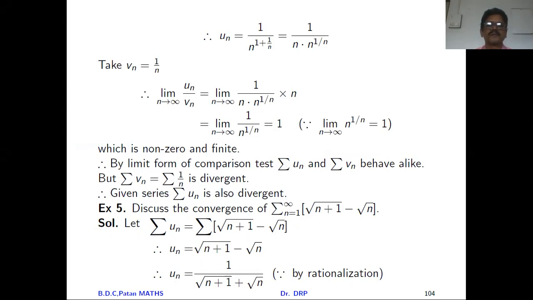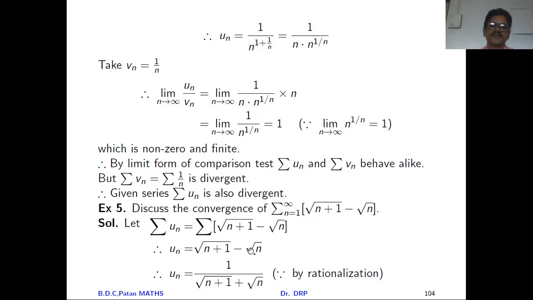So friends, see here example number 5. Discuss the convergence of summation n runs from 1 to infinity of square root of n plus 1 minus square root of n. So first we'll write here summation un is equal to this given series, that is summation square root of n plus 1 minus square root of n. So it gives here un equal to square root of n plus 1 minus square root of n.